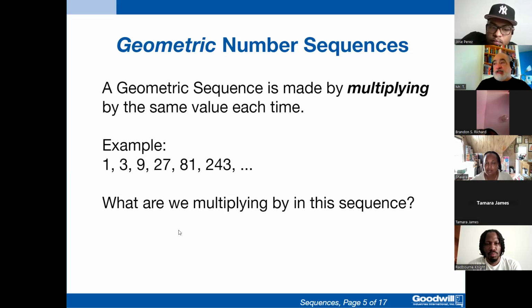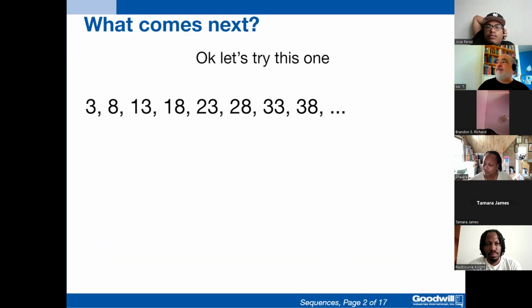Now, notice that geometric sequences grow very quickly. Arithmetic sequence kind of just pokes along, adding 8, adding 8, adding 8. This one, since you're multiplying, the numbers can grow much more quickly. Okay. And we're multiplying by 3. So let's try this one.